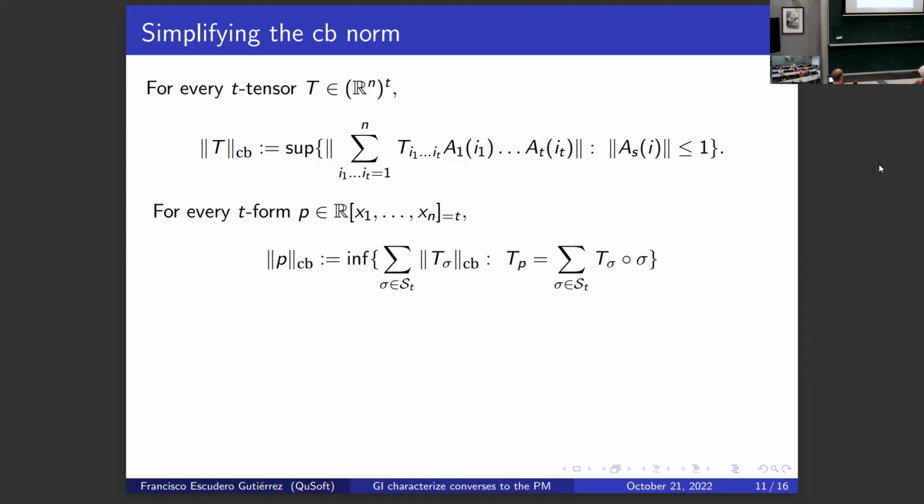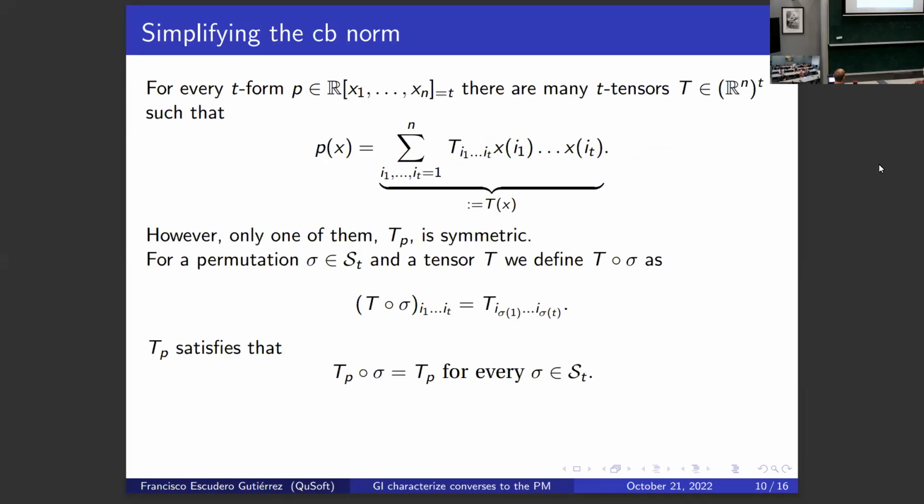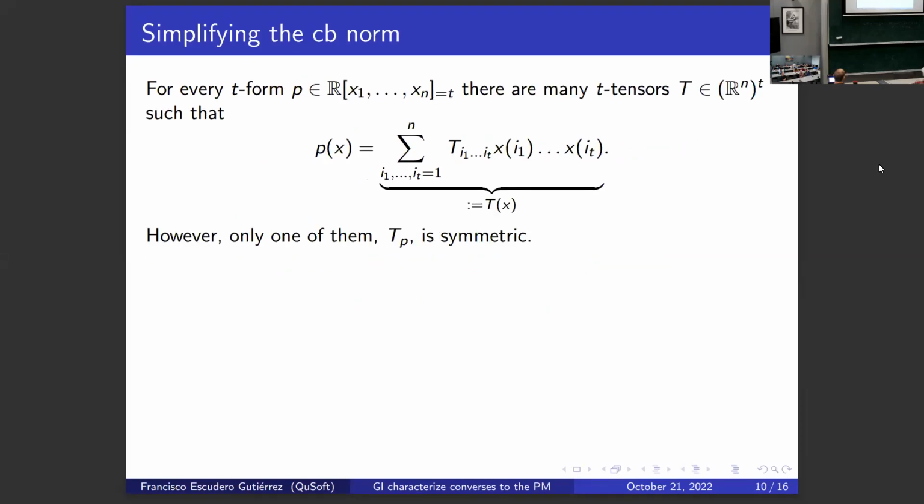Okay, is this okay? So the next thing is going to be the definition of the completely bounded norm of a polynomial, of a T-form. And this is a bit complicated. I don't know if we should go on, but can you go back? Because this should also map to the axes you had before. So this n times t on the previous slide, there you had n axes.